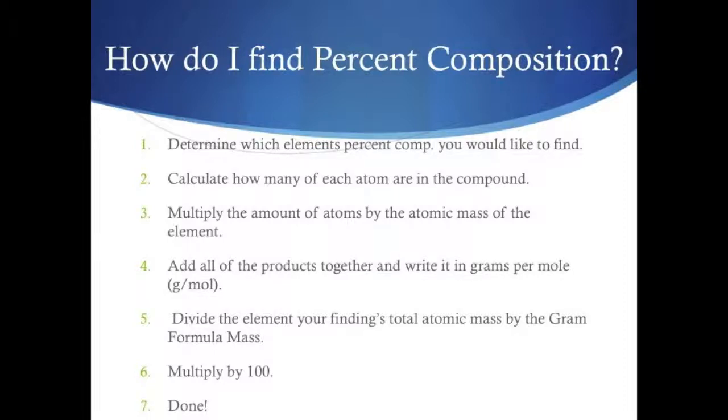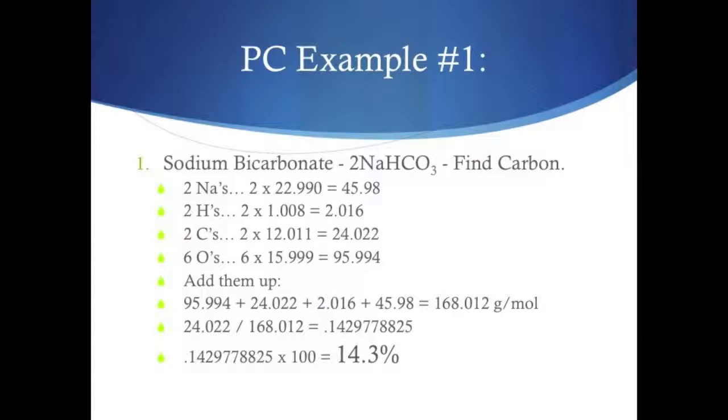What you're going to do first is find which element's percent composition you're going to try to find. Then steps 2 through 4 are the same that you would do for gram formula mass. So in step 5, you're going to divide the total atomic mass of the element you're finding by the total gram formula mass. And then once you get that number, all you have to do is multiply by 100, and that'll give you your percentage.